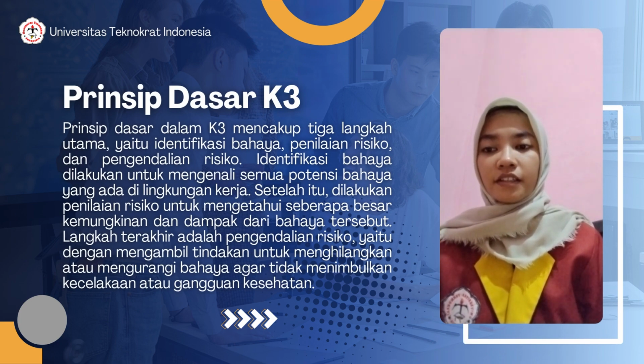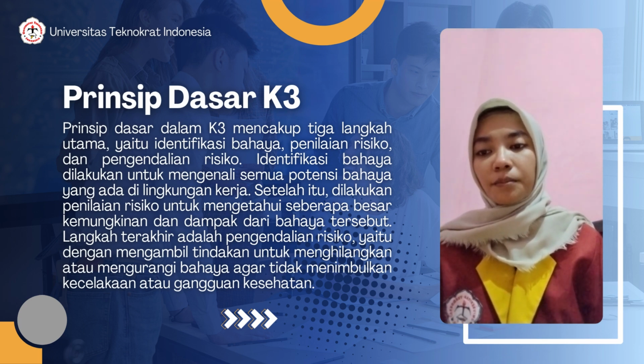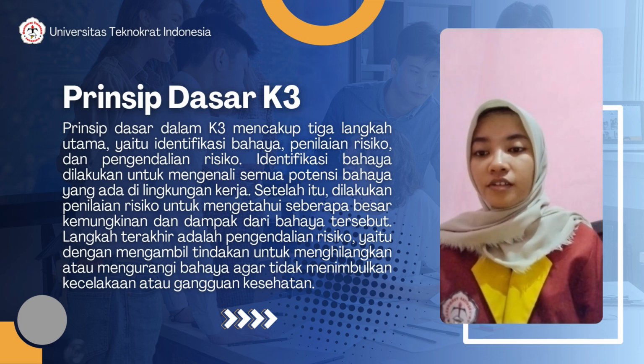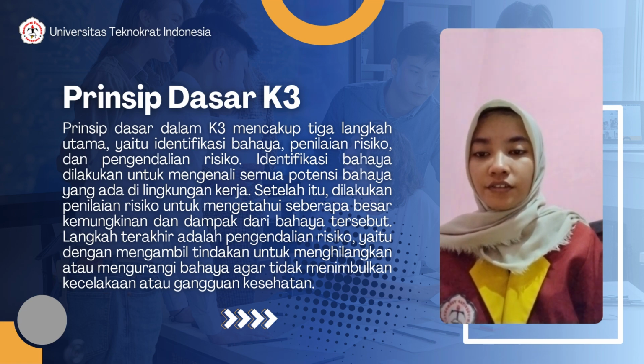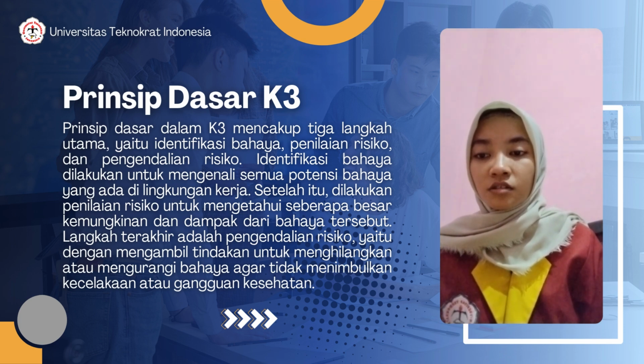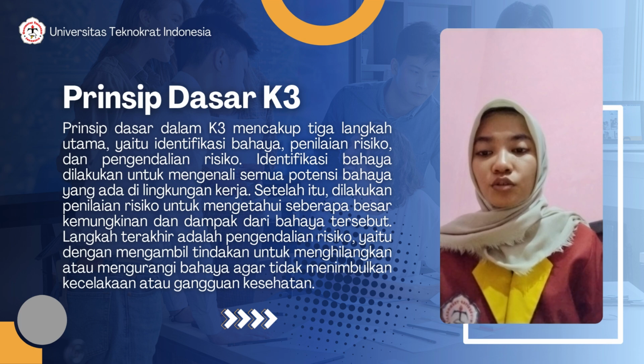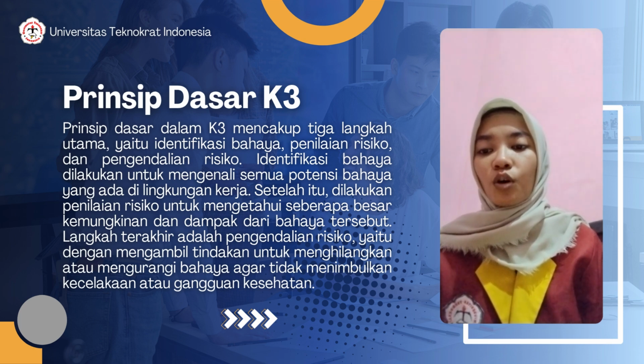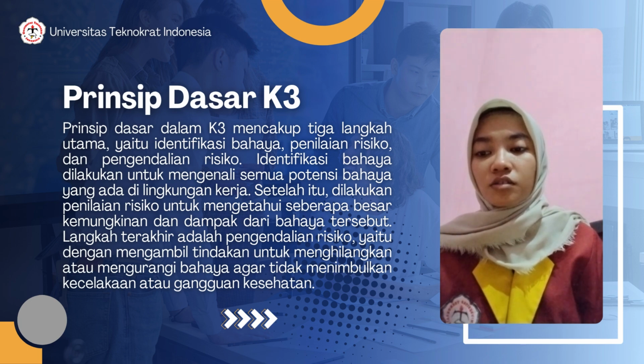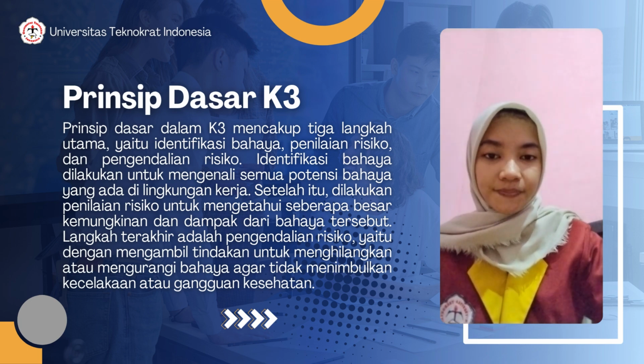Basic principle of K3. The basic principle of K3 include three main steps, namely hazard identification, risk assessment, and risk control. Hazard identification is carried out to identify all potential hazards in the work environment. After that, a risk assessment is carried out to determine the likelihood and impact of the hazard. The last step is risk control, namely by taking action to eliminate or reduce the hazard so that it does not cause accident or health problem.